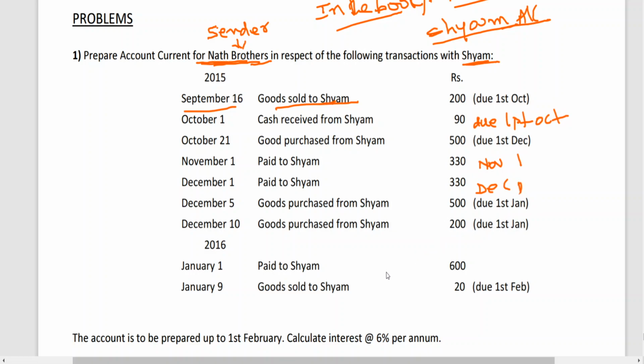For certain transactions, we do have a due date. Paid to Sham, January 1st. Clear? The year is changing, no? January 9 is given. Account to be prepared up to 1st February. Calculate interest at 6% per annum. Simple. We start doing it now.